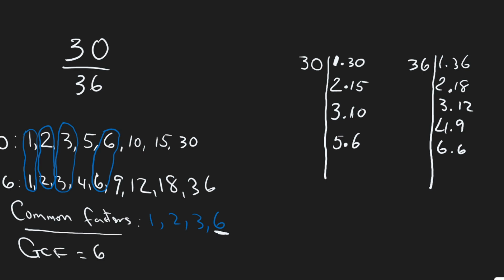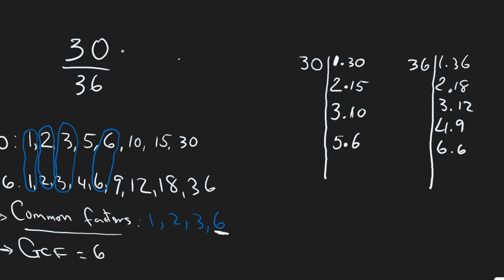That's the 6. Okay. That was step number 2. This is step number 3. And you get the factors here. That's step number 1. You take the common factors. That's step number 2. And now you get the GCF. That's step number 3. And step number 4, you divide the GCF evenly.